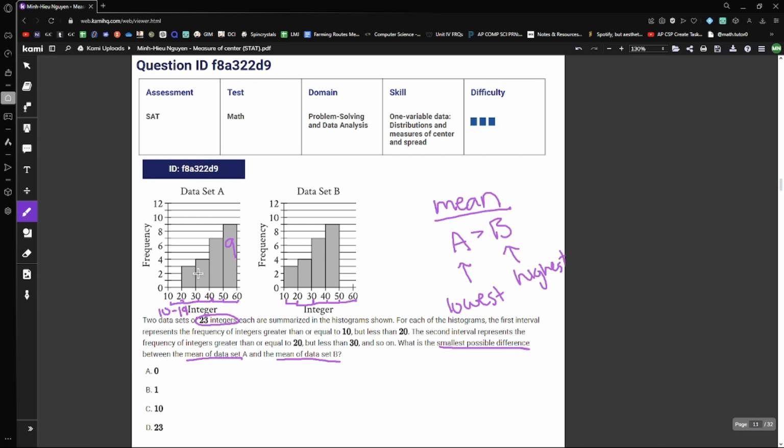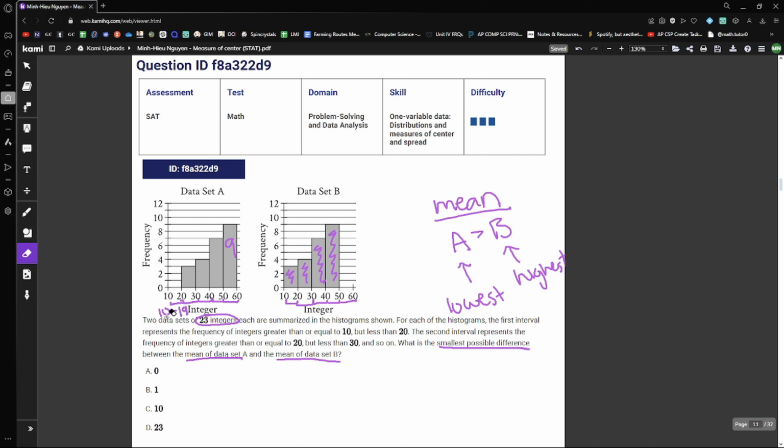This means for all these intervals, we're going to use the lowest possible number. So for this one, the lowest would be 20, the lowest for this one would be 30, the lowest for this one would be 40, and the lowest for this one would be 50. Then as for dataset B, the highest for this one would be 19. The highest for this one would be 29. The highest for this one would be 39. And the highest for this one would be 49. So with all that being said, let's start finding our mean.